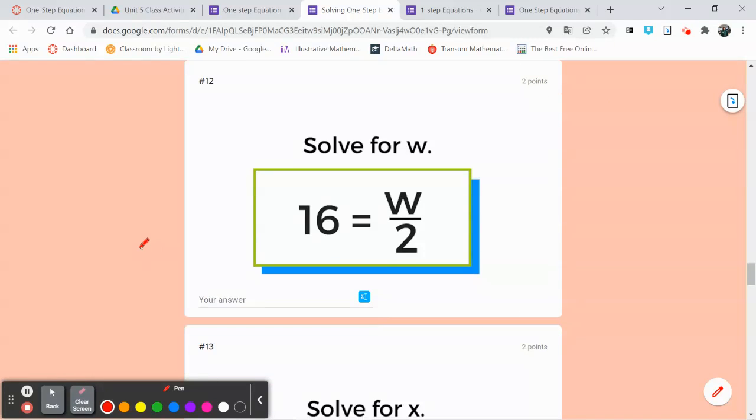This one, they wrote it backwards. Turn it around, please, to w divided by 2 equals 16. The opposite of dividing by 2 is multiplying both sides by 2. That cancels out. My w's isolated. 16 times 2 is your answer. I'm not going to finish that for you. You can do it.